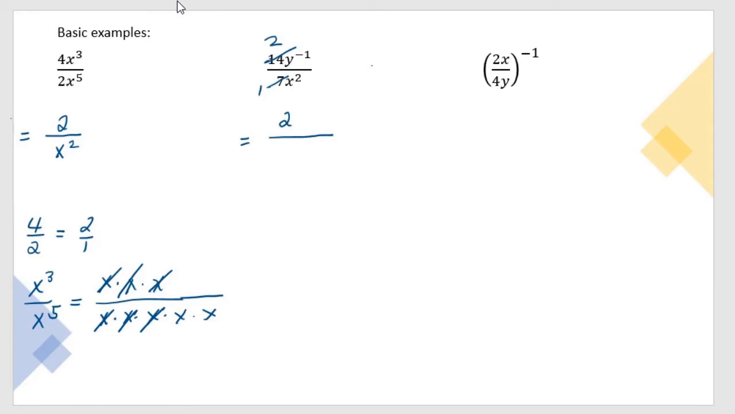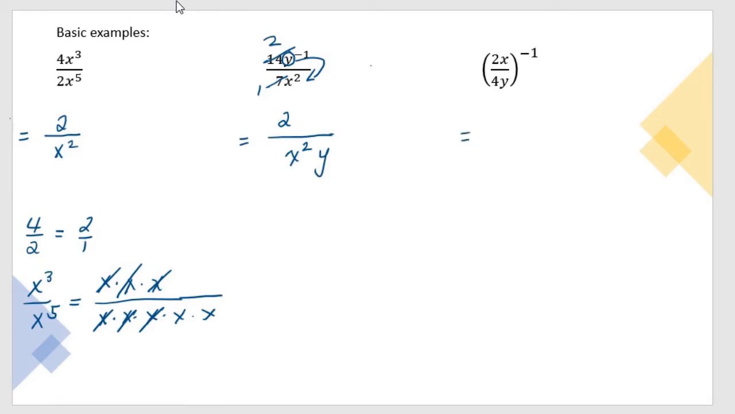In the denominator, I have x to the power of 2. It's the only x, and there's no negative exponent, so that x to the power of 2 will remain in the denominator. But the y in the numerator is raised to a negative exponent, and again, the negative exponent means we'll pick up the base and move it to the denominator. So there's our final answer.